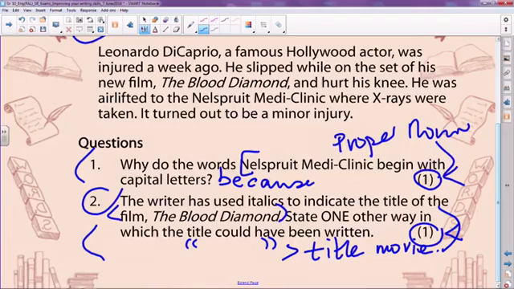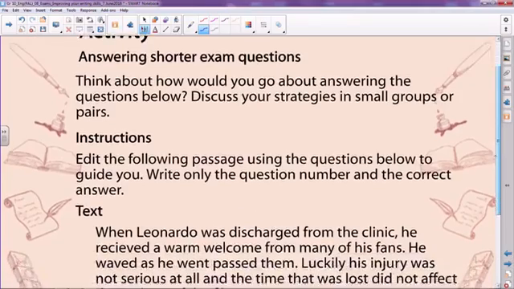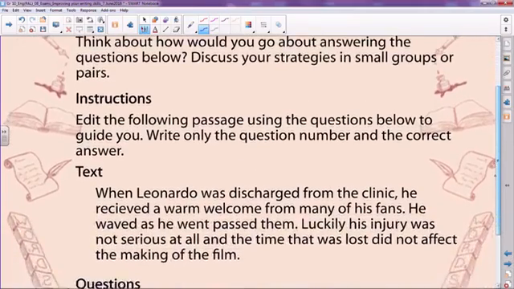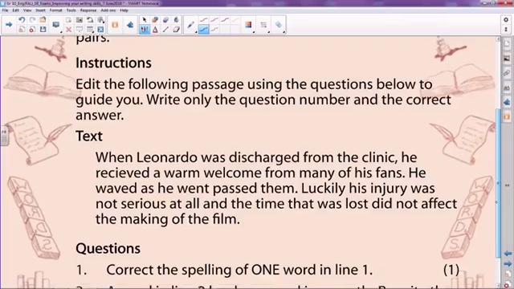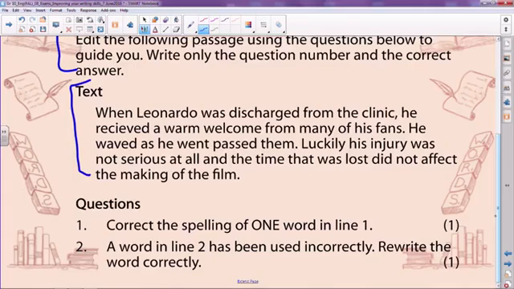Let's look at the next example. And this is the one that I want you to do. I want you to look at this question, read the instructions, and then answer the questions. These are the instructions. Edit the following passage using the questions below to guide you. Write only the question number and the correct answer. And this is the text. You can read it on your own, in your pairs or in your groups. And then these are the questions.